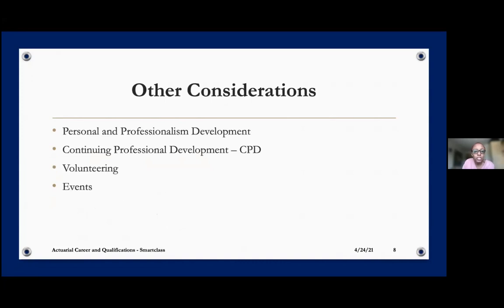And other considerations are just a few things I wanted to mention. There are things required like PPD, which is personal and professionalism development, and continuing professional development. These ones we find even in other qualifications, say like CPA, ACCA, CFA. So they're common things from associations. And you can also look into these as you move along with your qualifications because it's also a requirement.